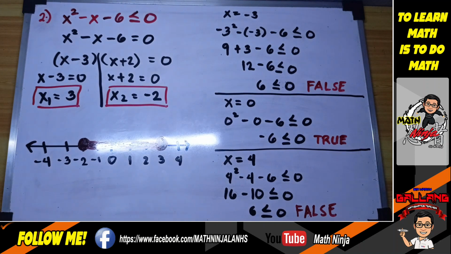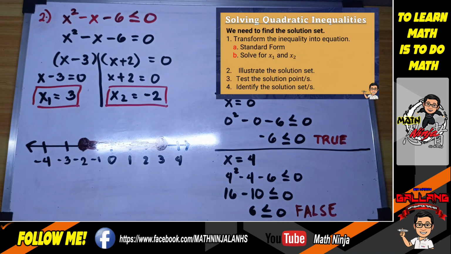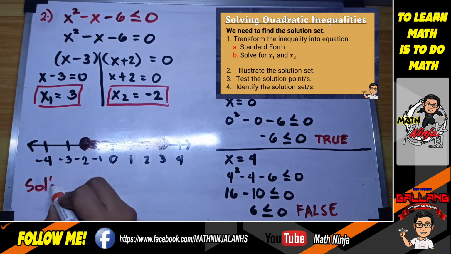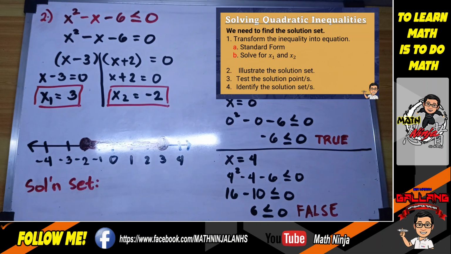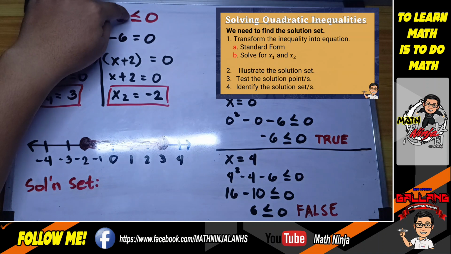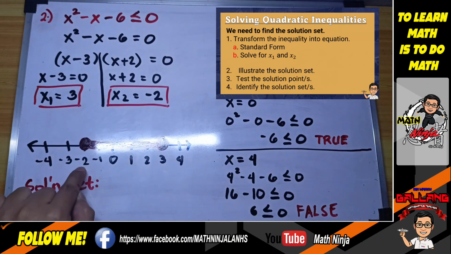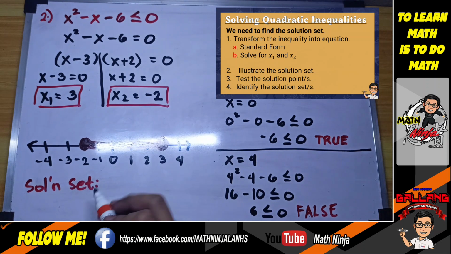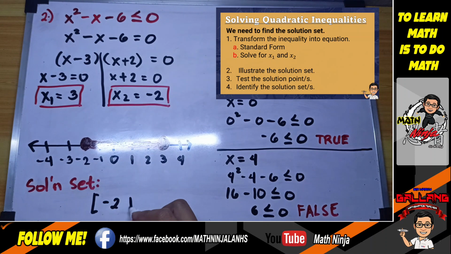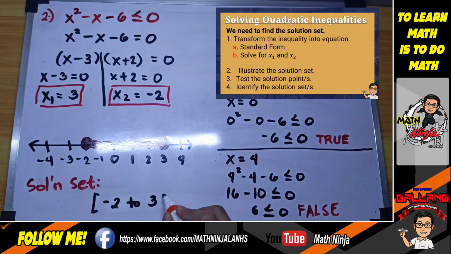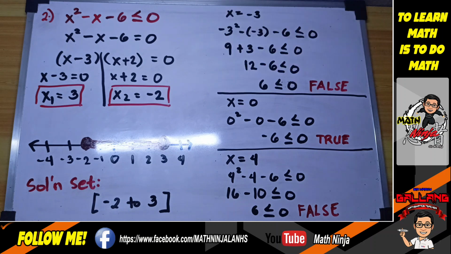Okay, so since test na natin yung tatlong regions, kita naman na natin kung anong region nga or part ang ating magiging solution set. Okay, so isusulat na lang natin siya ngayon. So our solution set is, so since ang ginamit is less than or equal, merong equal symbol kasama si negative 2 at positive 3 sa solution, ang gagamitin natin ngayon is open and close bracket. So that would be from negative 2 to positive 3. Okay, so here is our solution set.